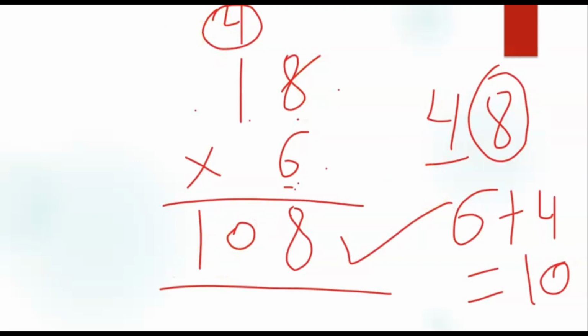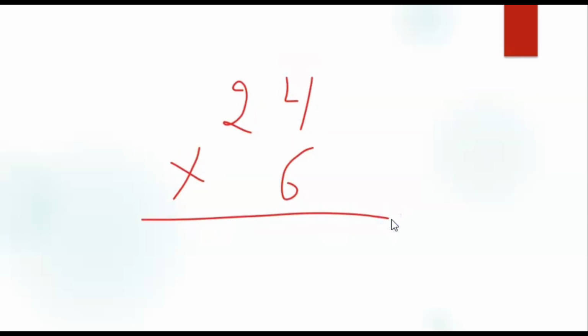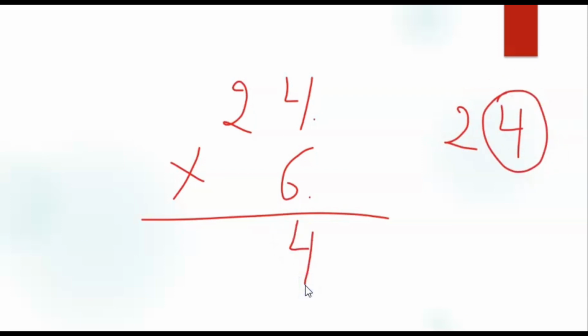Alright, let's do another one. Let's take number 24 times 6. Remember the first step, guys? We're going to multiply this 6 with this 4. So 6 times 4 equals 24. We take this 4, put it over here. We have 2 in our hand. You can put this 2 on top of the other 2.